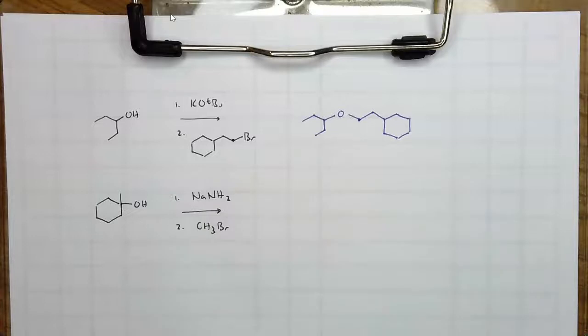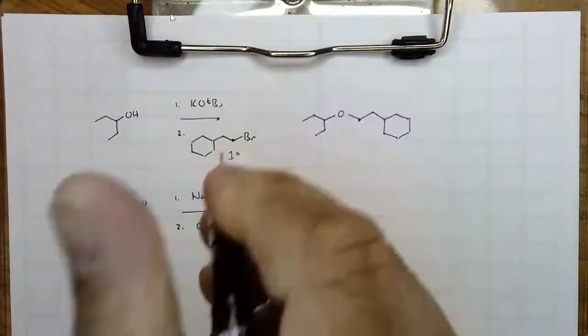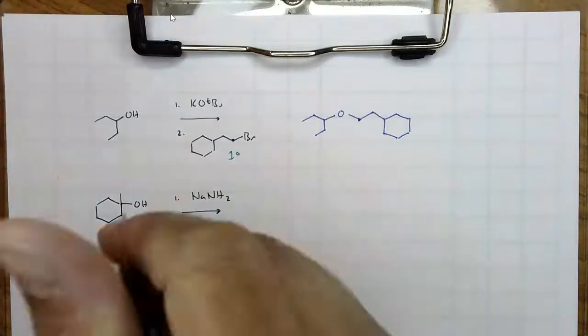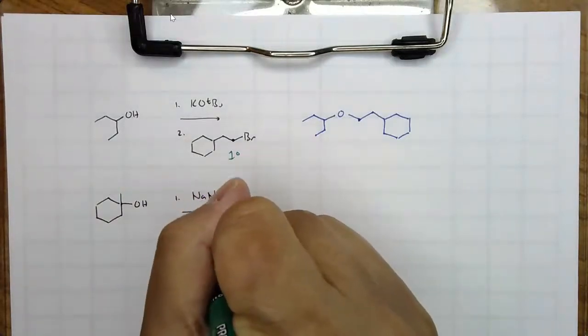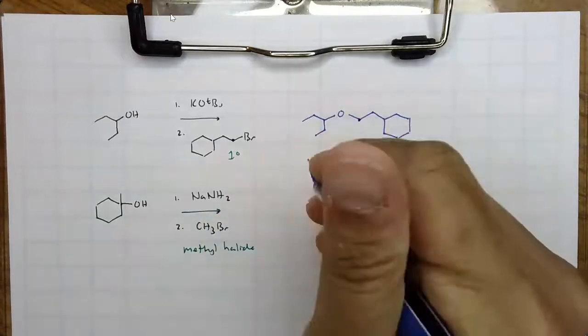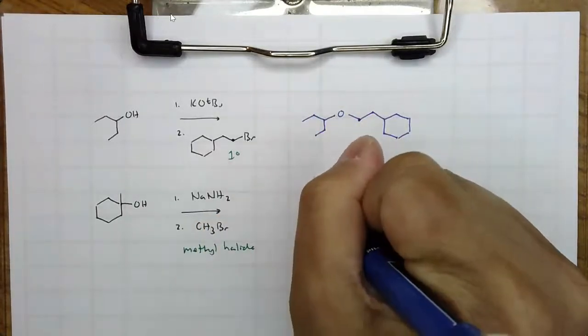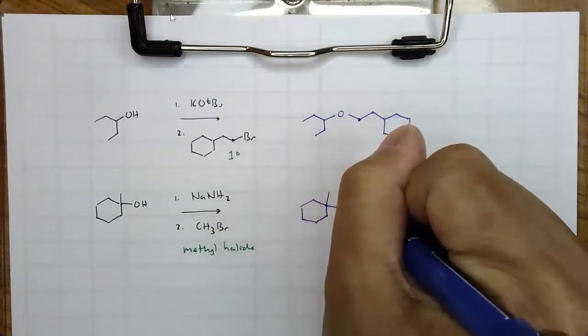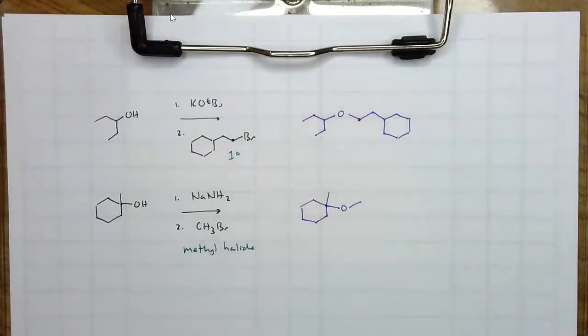Or you could say we have two CH2 groups, one here, one here, one here, one here. And that is the major product, because I'm going to remind myself that this is a primary alkyl halide. This one is a methyl halide. And quite simply, we have this product, Williamson ether.